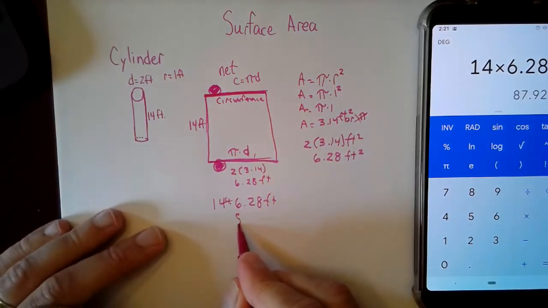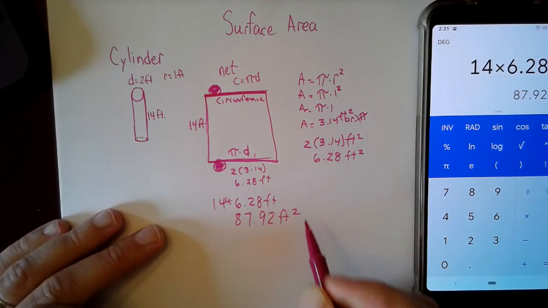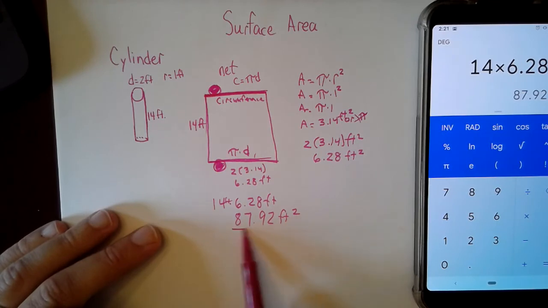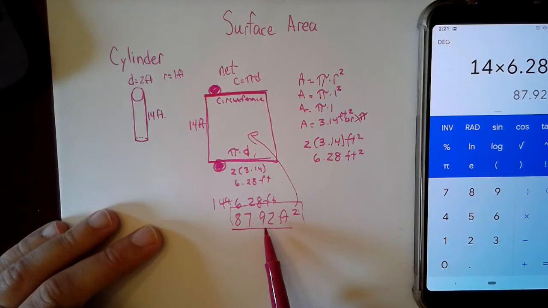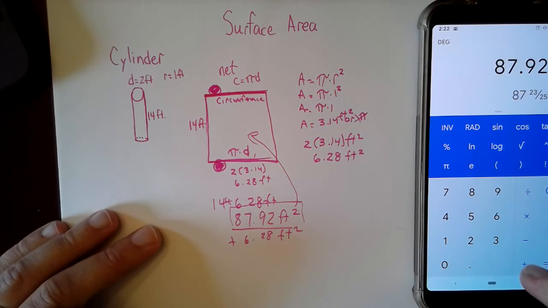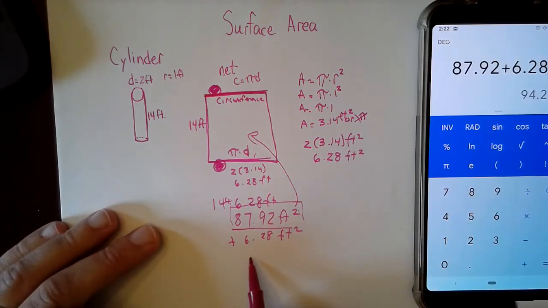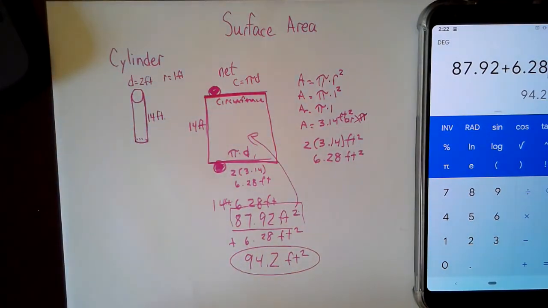This gives me 87.92 feet squared. So the area of the rectangle is 87.92 feet squared. The area of the two circles is 6.28 feet squared. So if I just add 6.28 feet squared, I get approximately 94.2 square feet for the surface area of this cylinder.